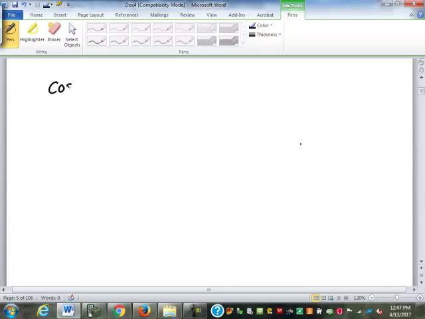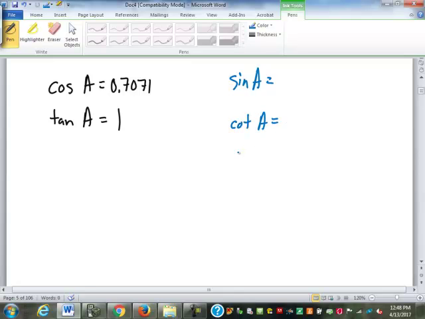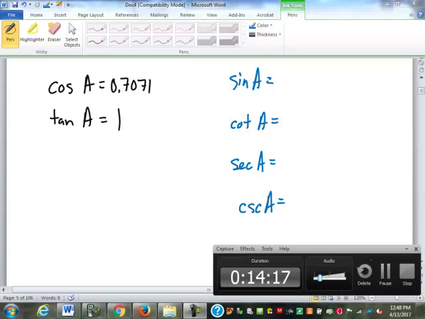I'm going to tell you that the cosine of angle A is 0.7071. I'm going to tell you that the tangent of angle A is 1. Find the sine of A, the cotangent of A, the secant of A, and the cosecant of A. Try that in your notes quick. Bless you. See what we got.